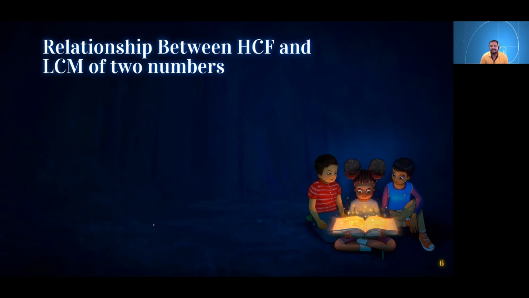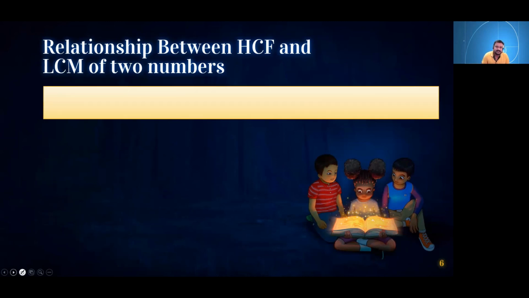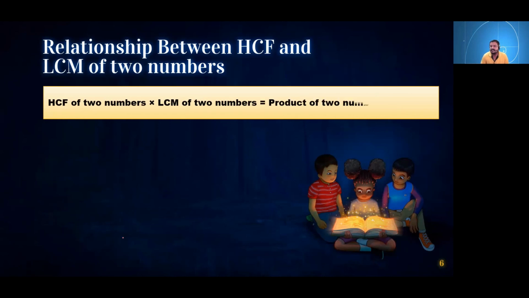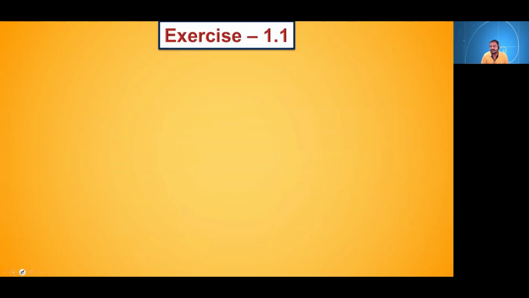So the relationship between LCM and HCF is that the LCM of any two numbers multiplied by the HCF of those two numbers is equal to the product of the numbers. You should know this relation because they can give you the HCF and one number and ask you to find the LCM. Using this relation, we can get it immediately. Whatever these 3-4 slides we have covered, you will have to write in your CW. Next, we'll start the exercise.